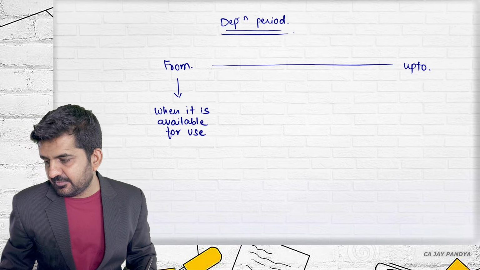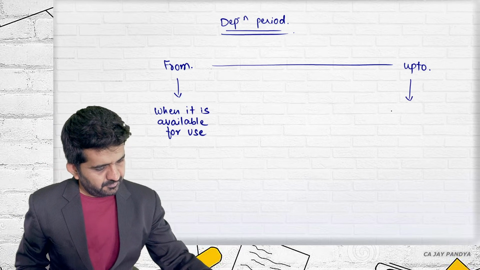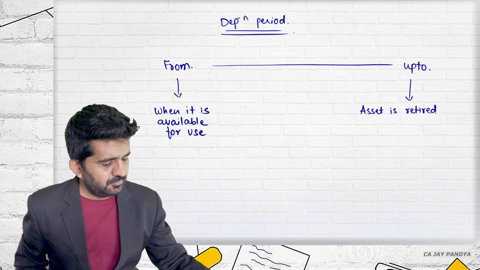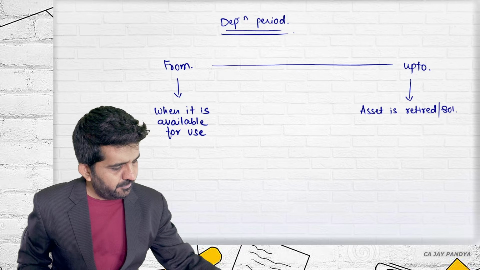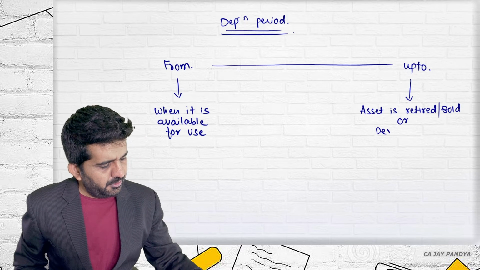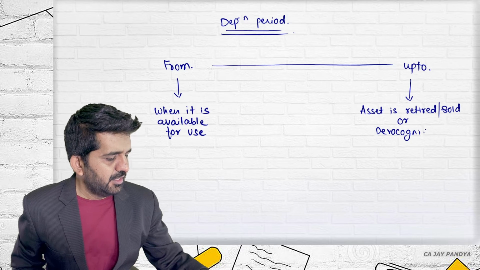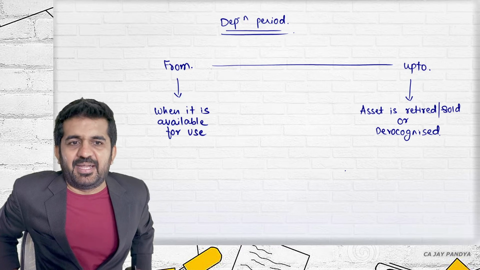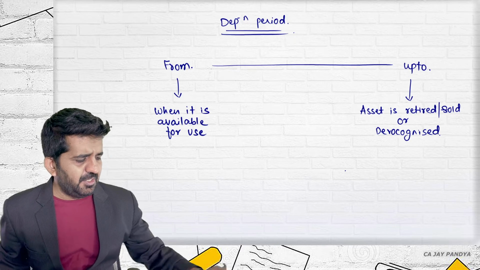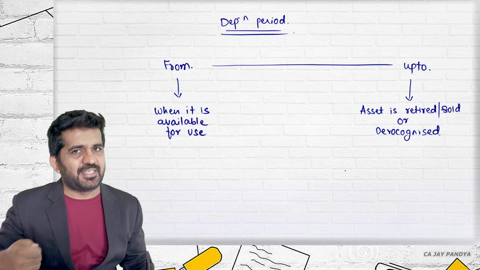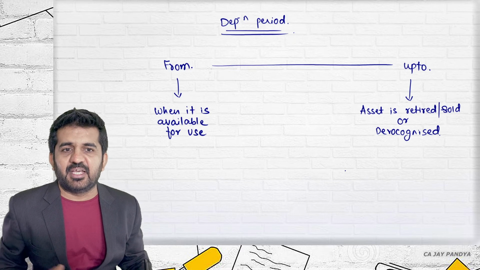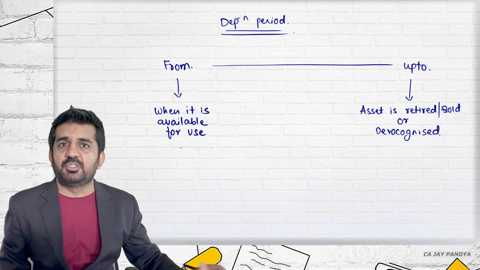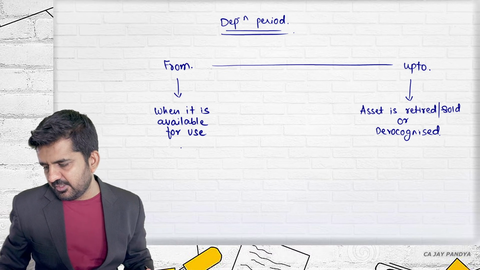Up till which date? Till the asset is retired or sold or derecognized. I'll tell you the meaning of derecognized, because that is our next point, derecognition and impairment. All right. So this is the period for depreciation. You need to estimate when you will be selling or derecognizing this, and the date when you start to use it. All right. This period will be treated as the depreciation period.